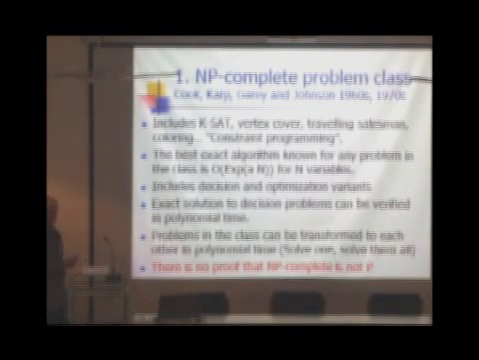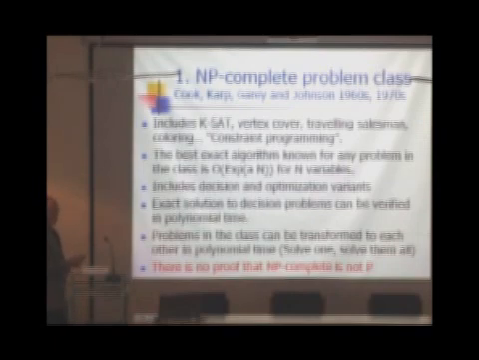There was a series of developments in the 60s and 70s. Cook, Karp, Garey and Johnson are the lead names in that area. And Garey and Johnson classify the NP-complete class as 6 base problems to which a very large number of other problems can be mapped. There are thousands of problems that can be mapped to these base problems. I've named a few of the base problems: K-SAT, vertex cover, traveling salesman, coloring. And in general, many of these can be called constraint programming problems.